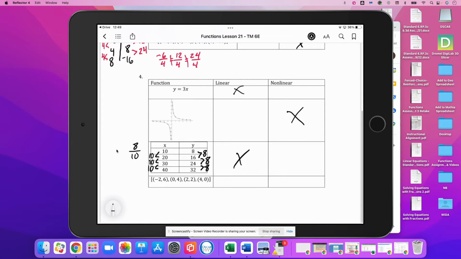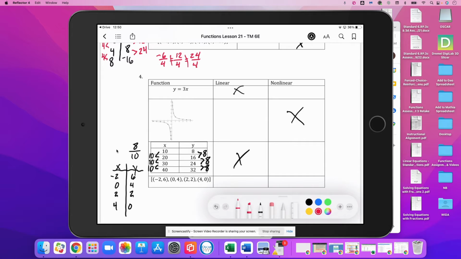Last one for this page, x and y. Negative 2, 0, 2, and 4. So here in the set, we also have 6, 4, 2, and 0.